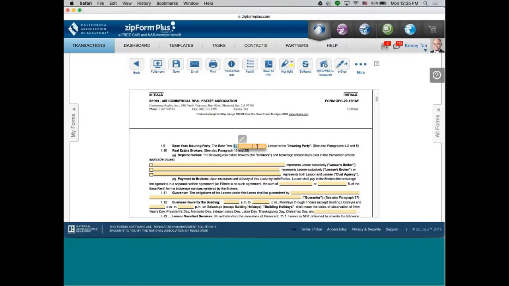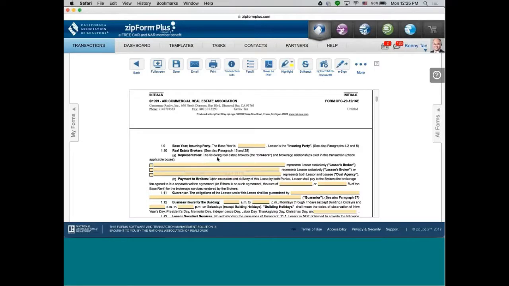And it says here the insuring party is the lessor. Who's the lessor? The lessor is the landlord. As with all the other AIR forms, make the lessor the insuring party. Representation's the same. Go ahead and put in your listing broker's name as well as the leasing broker's name right here.